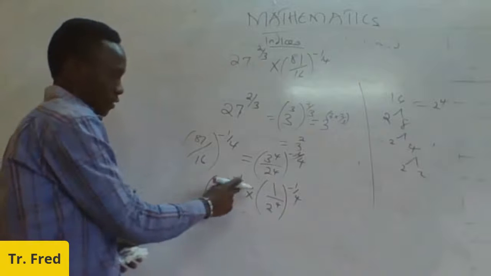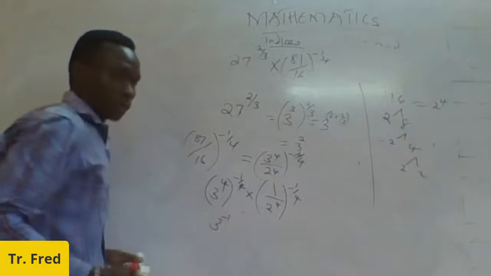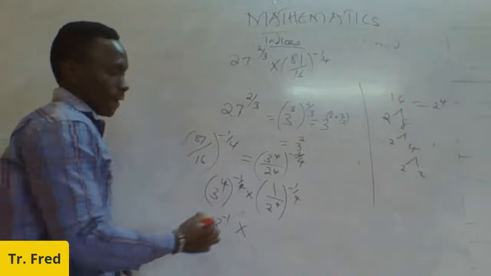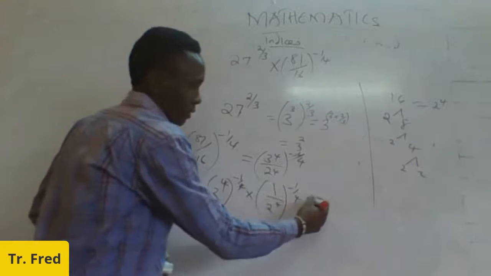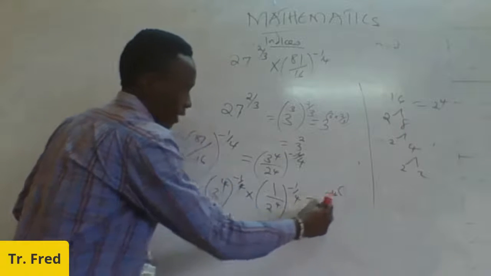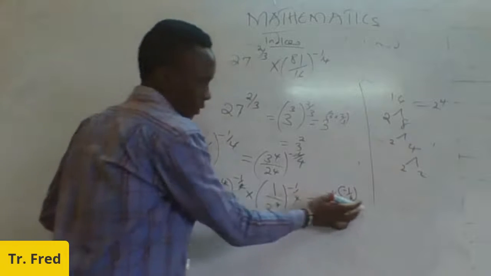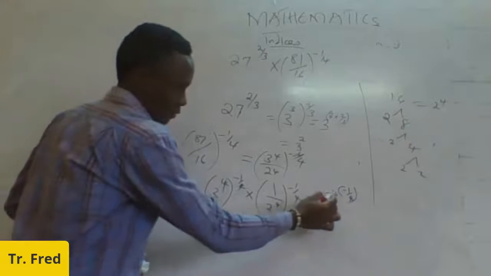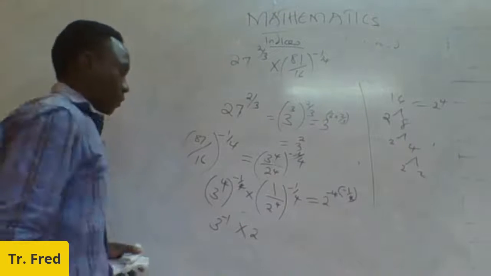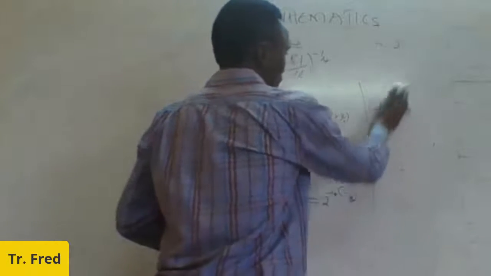So the first one, by multiplying this directly, you can have 3 power negative 1, multiplied by, this one can as well be written as 2 power negative 4 into brackets power negative a quarter. And this, 4 and 4 cancel, we remain with 2 power 1, which is simply 2. Therefore, by combining the first and the second one, you can arrive at your final answer.